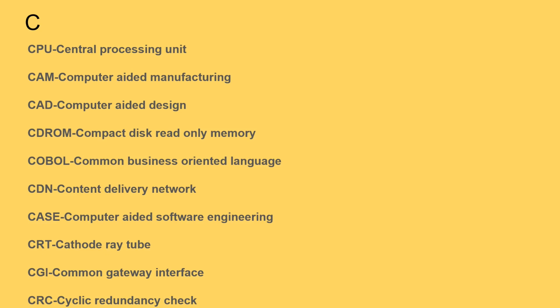Next, CD-ROM. We all know what is CD-ROM. That is compact disk read-only memory. Computers can read but not write to or erase CD-ROMs. That is, it is a type of read-only memory.